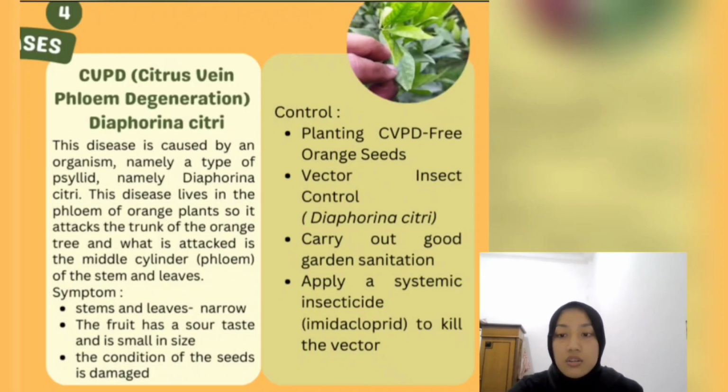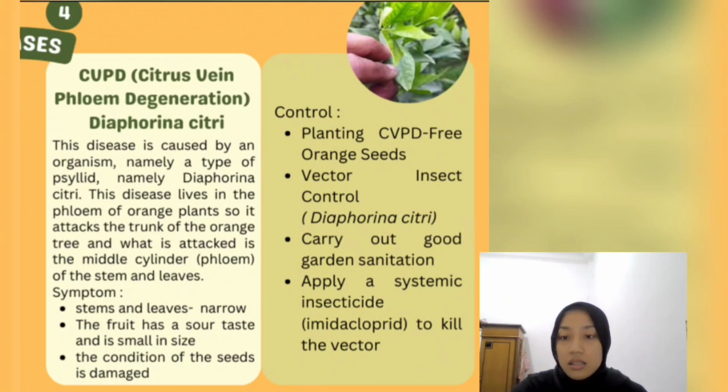CVPD, citrus vein phloem degeneration, caused by Liberibacter. This disease is caused by an organism, namely a type of bacterium, Liberibacter. This disease lives in the phloem of orange plants, so it attacks the trunk of the orange tree, and what is attacked is the middle cylinder, or phloem, of the middle of the stem and leaves.